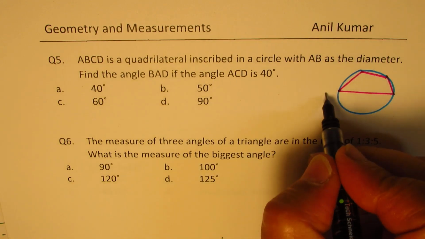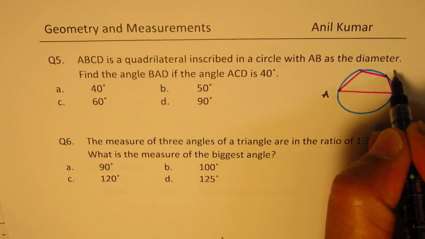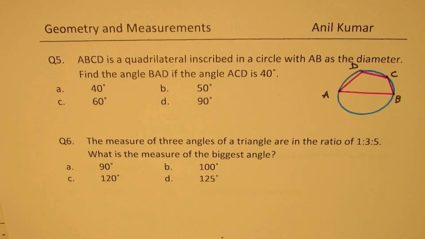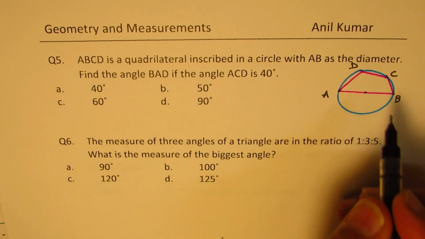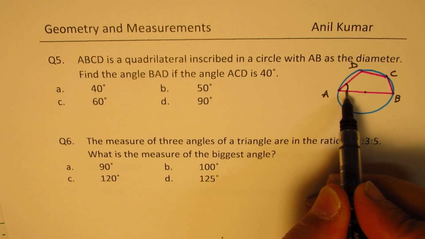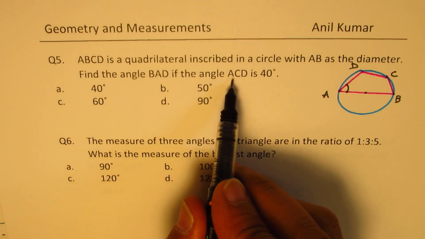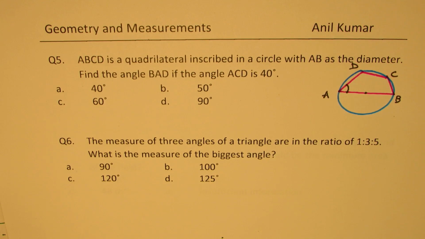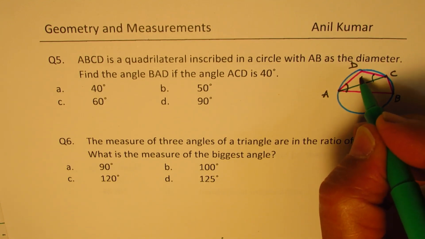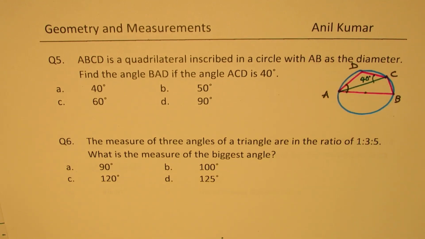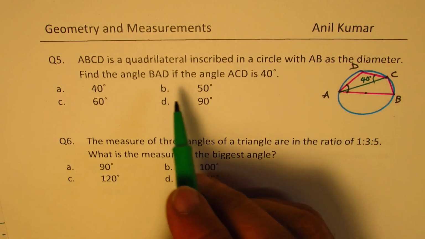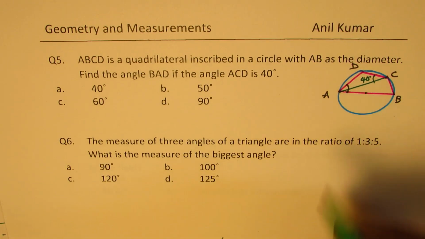So let's say this is A, B, C, and D. Now we are given that AB is a diameter. Find the angle BAD, if the angle ACD is 40 degrees. So we have to find the angle BAD, the whole angle.